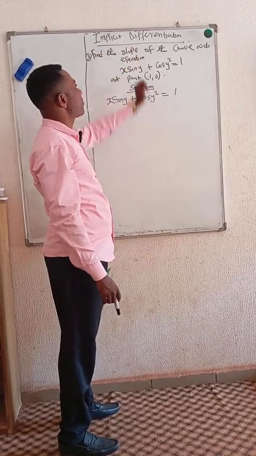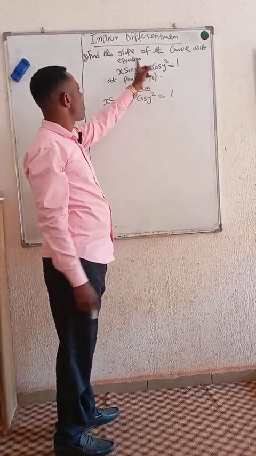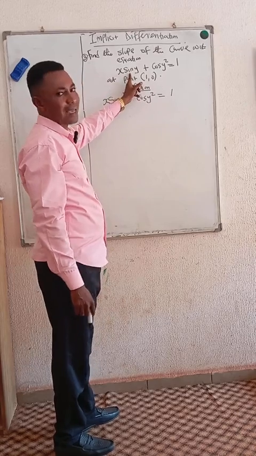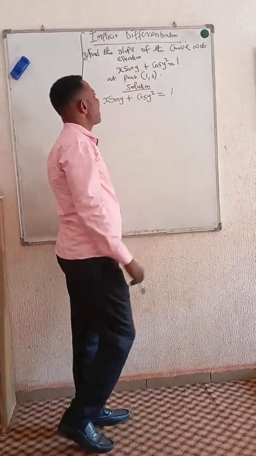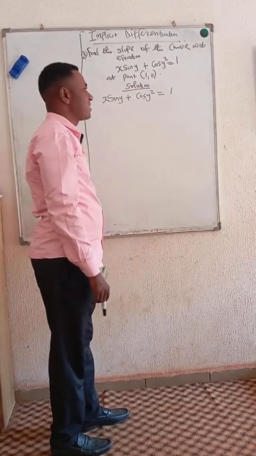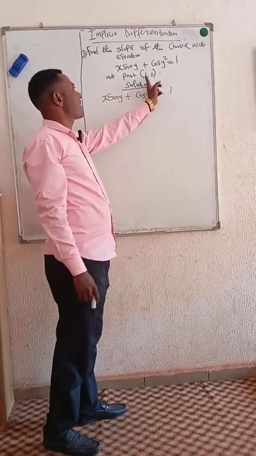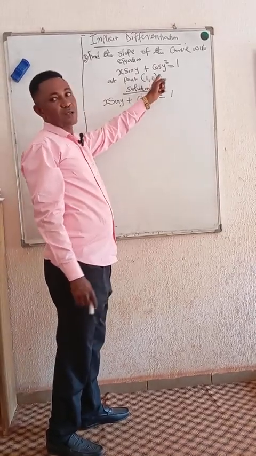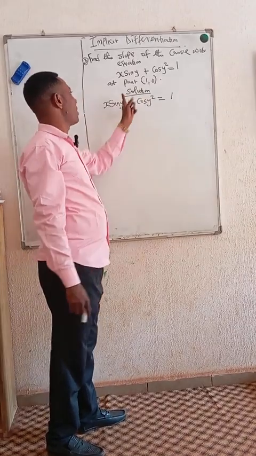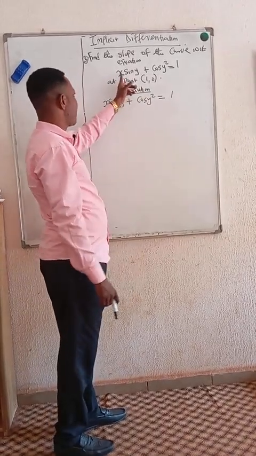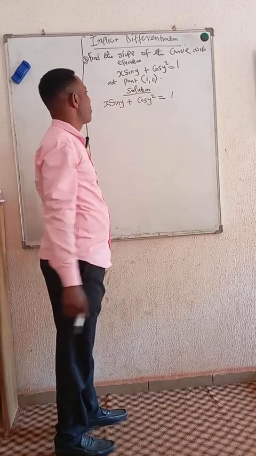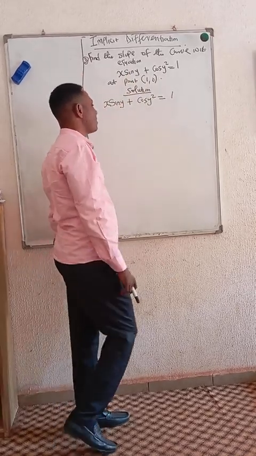Find the slope of the curve with equation x sin y plus cos y² equals 1 at point (1, 0). That is, your x is 1 and your y is 0. Now, solution. Let's copy the question, which is x sin y plus cos y² equals 1.